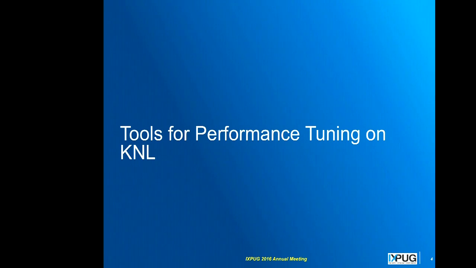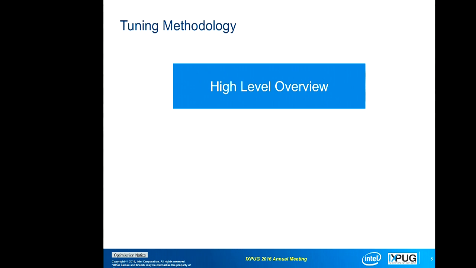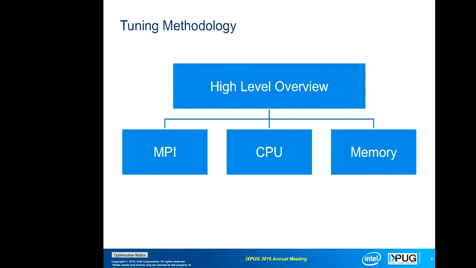So I'm going to go into our tools now and how you want to use those to help you tune your performance on KNL. Now, there are several different methodologies. We tend to recommend a fairly common methodology. Start off with what are you doing at a high level? Take a look at your program. Just general ideas so that you know what areas you want to focus on. And those might be your MPI. You may need to improve some performance there or balance. You may need to work on how you're utilizing your memory. Or it may be related to the CPU.